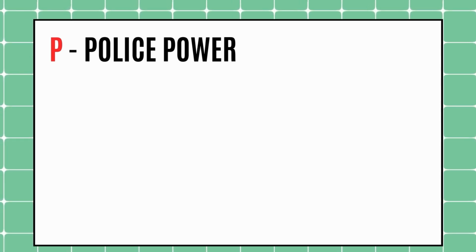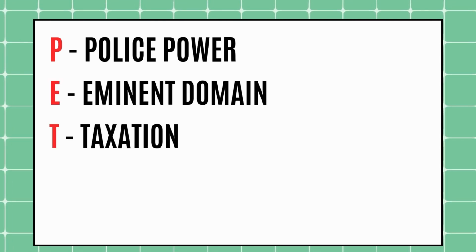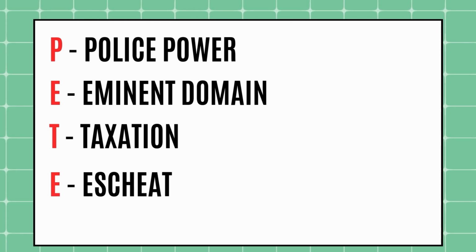Now for the 4th acronym, PETE. PETE stands for P, police power, E, eminent domain, T, taxation, E, escheat. These 4 government powers outline the power the government has over real estate.